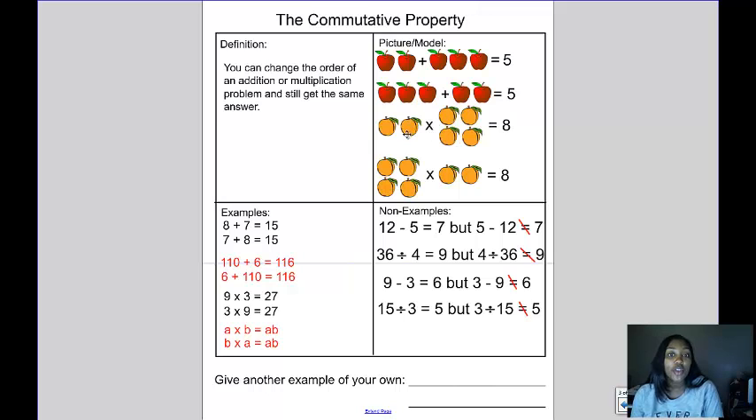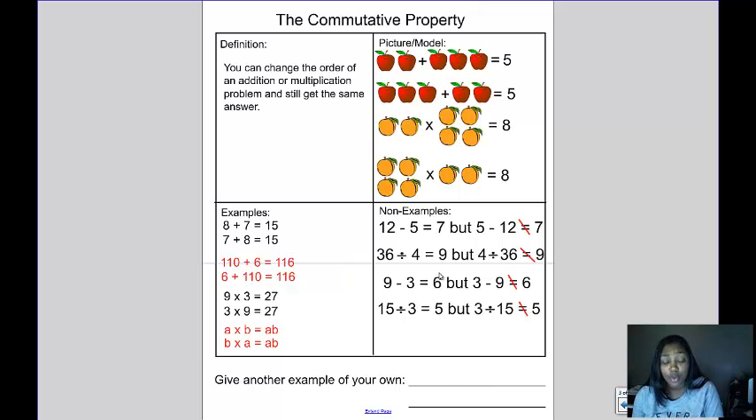So even though I switched the order, I still ended up with 5 apples in the end. Then here I have 2 oranges times 4 oranges, and that would give me 8. Or I can do 4 oranges times 2 oranges, and it would still give me 8. So here are some examples down here where I switched the order of the numbers, but I still got the same answer. So I have 8 plus 7, 7 plus 8 will both give me 15. 110 plus 6, or 6 plus 110 will still give me 116. 9 times 3, or 3 times 9 will still give me 27. And even when we look at variables, A times B and B times A will still give me AB.